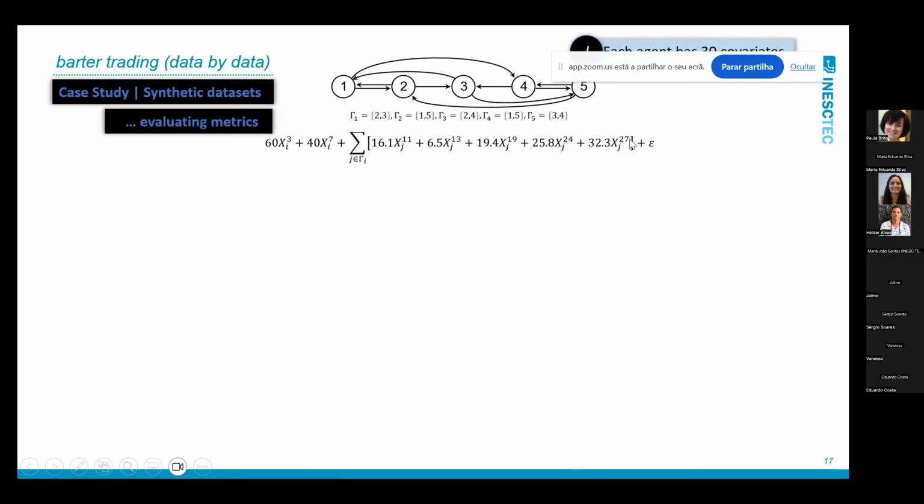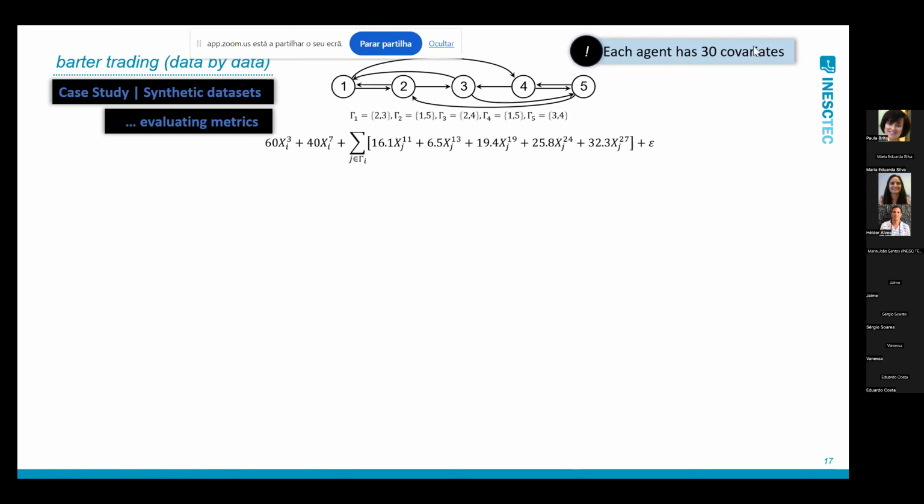This is the way the target for each of them depends on the others. So here are the weights for own data. They depend on their own 3rd and 7th features, and then they depend on the features from the other 2 in this way. Each of these agents has 30 covariates. So in the market, when agent 1 enters the market, he has 30 covariates, and there are 120 available from the remaining 4 agents.